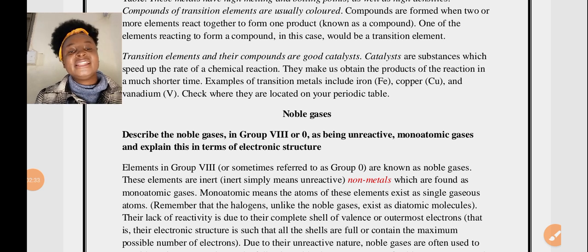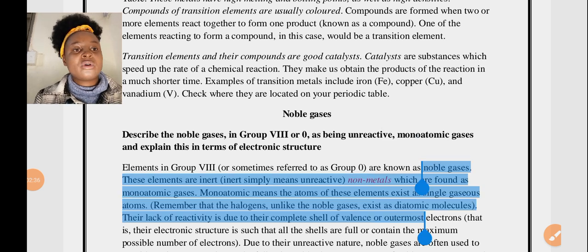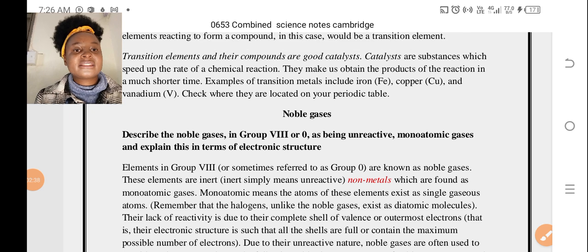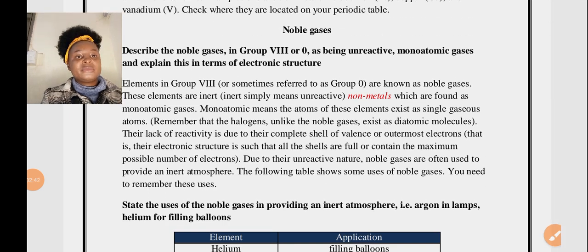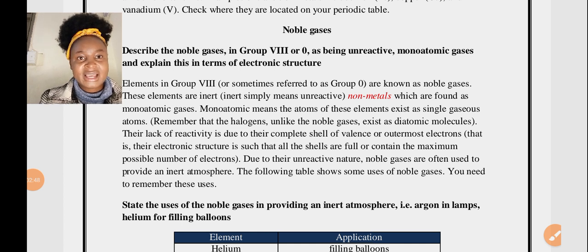And then the noble gases, this is the last column on your periodic table. The last group, we call it group 8 or group 0. Why are we calling them group 0? These are unreactive elements and they are monoatomic, meaning to say they exist in ones. They are not like group 7 elements where we have Cl2. No, they are monoatomic, right?